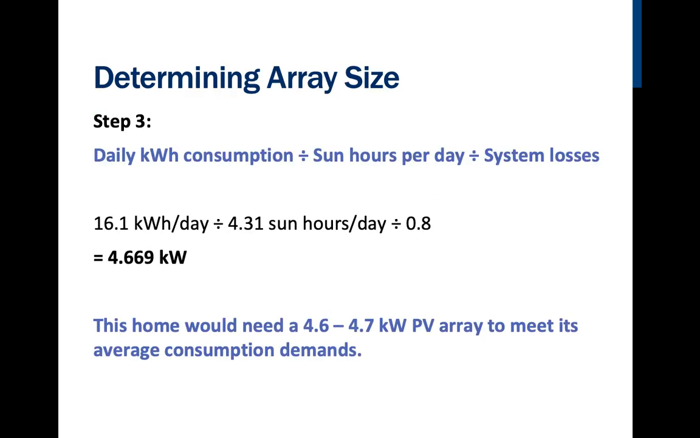So here's my new number. I take the daily load divided by the daily resource, bump it up 20% by dividing by 0.8, and I have a 4.7 kilowatt PV array. That's what would be needed to meet the annual load.